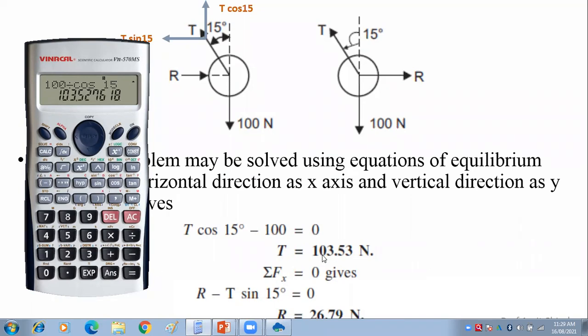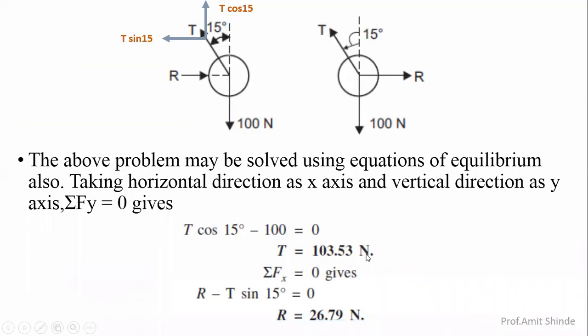It becomes 103.53. Again, the same value that we got by using the equilibrium equations. And the next equation is summation Fx equal to 0. Here, this force R is going in the right side direction, and the resolved force T sine 15 is going in the left side direction. That's why it is taken as minus. That's why R minus T sine 15 is equal to 0.